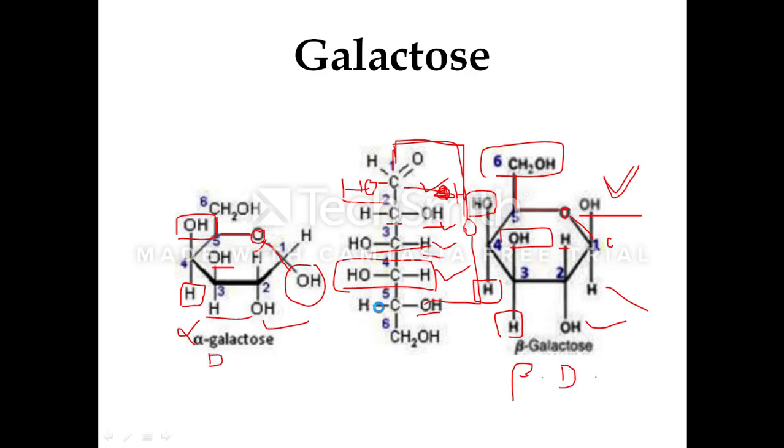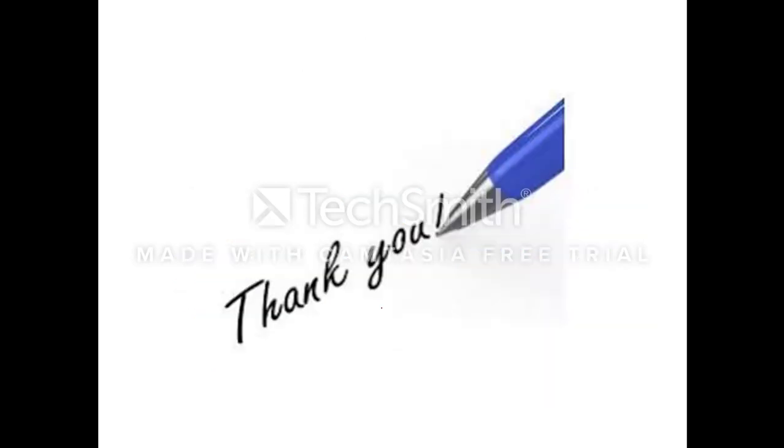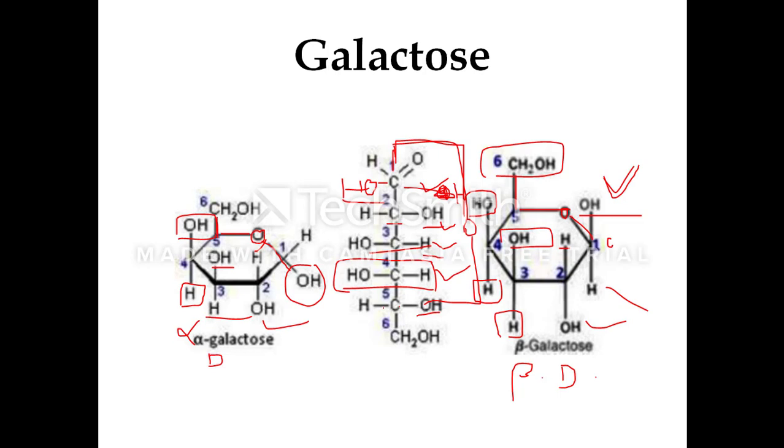So, till now we learned the Fischer and Haworth structures of D-galactose: alpha D-galactose and beta D-galactose. It is very easy to write the monosaccharide structure if you know the structure of glucose and the alteration of the functional group at a specific carbon atom. In the case of fructose and glucose, it is C2. In the case of galactose, it is the C4 carbon atom.